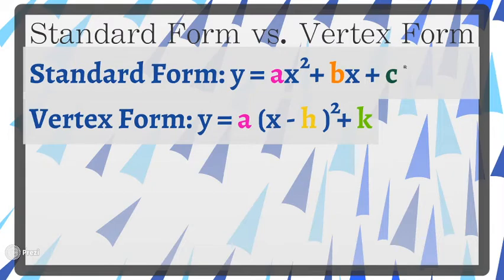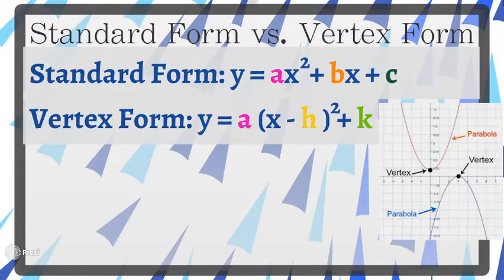Now, vertex form is a very helpful form of the quadratic equation because it tells us where the vertex of a parabola is. If we have a parabola here, the shape of a quadratic graph makes this U-shaped looking graph, which is called a parabola. The part either at the bottom of the parabola or the top is called the vertex point. So this point and this point is the vertex point of the parabola.